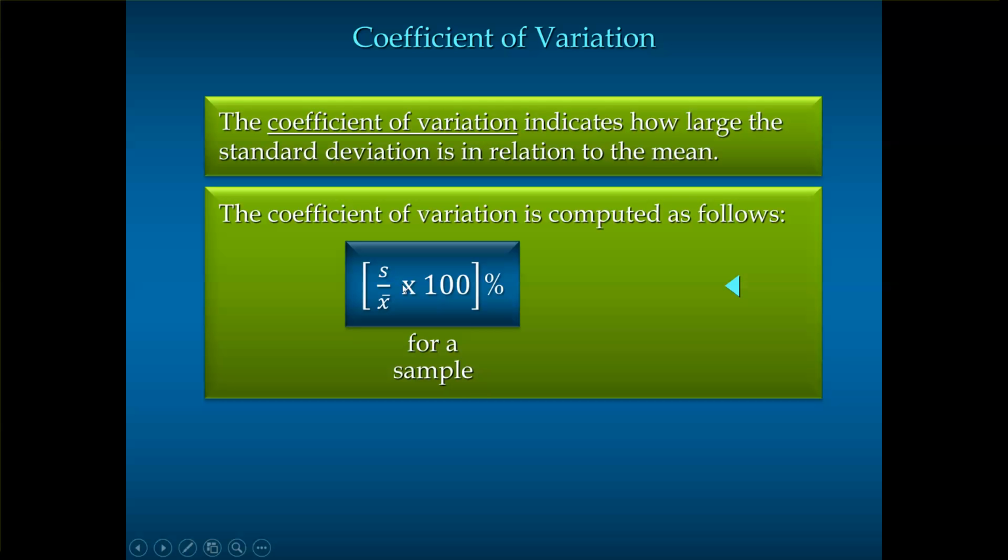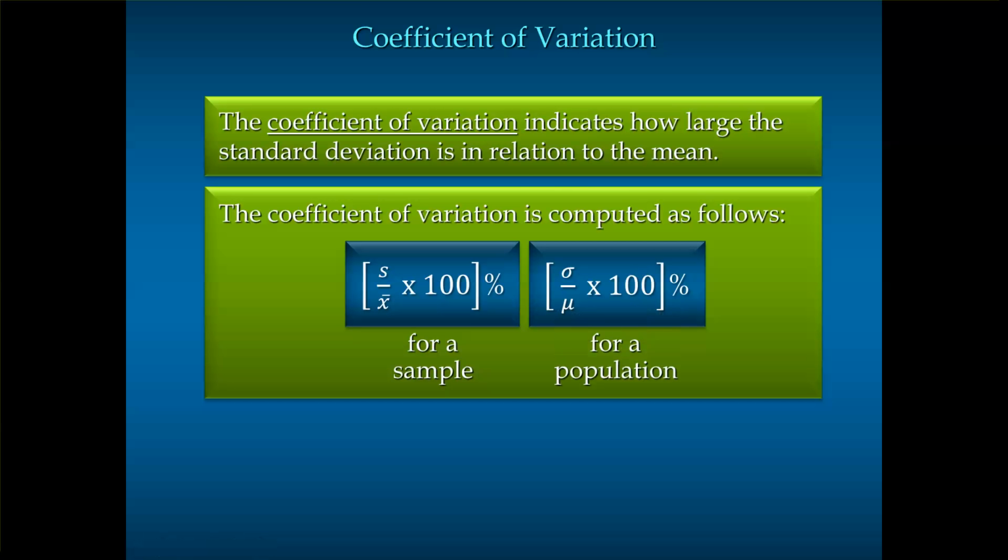The numerator is our sample standard deviation, and the denominator is the sample mean, x bar, and then times, so this is not the letter x, this is the multiplication operator, multiplied by 100, to convert it to a percentage, because we want to see what percentage of the mean the variation is.